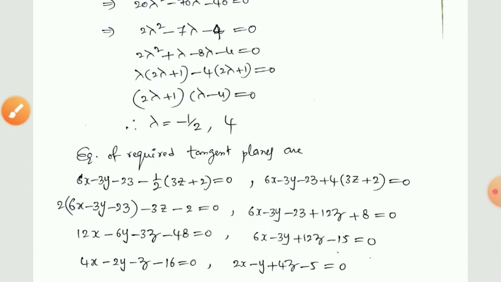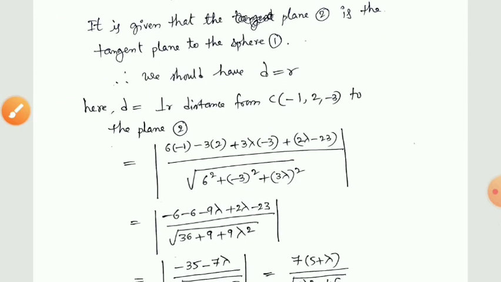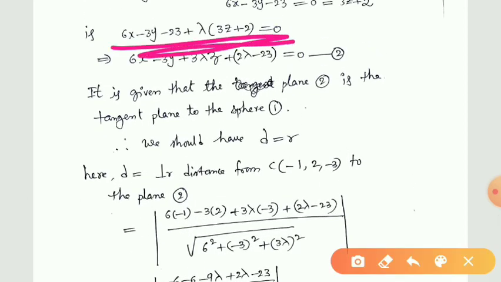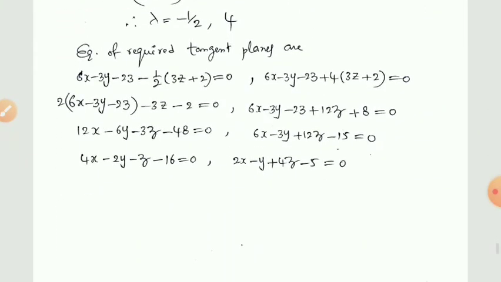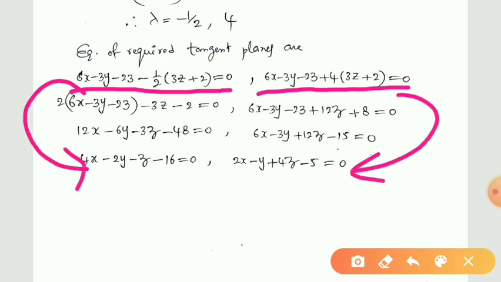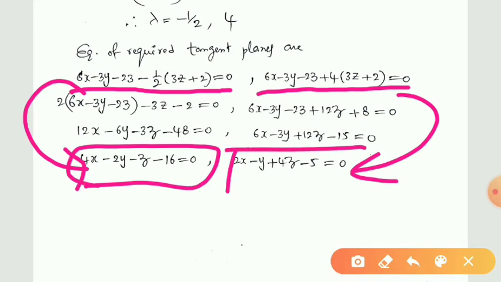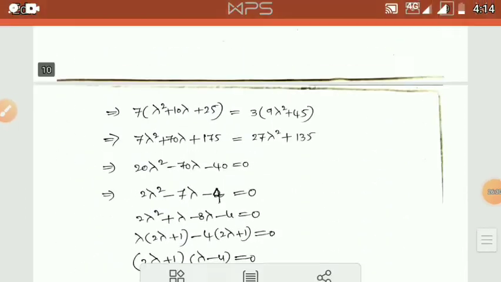By putting back these two values of lambda in the equation of the plane, we will get like this. If you take lambda equal to minus 1 by 2, you will get like this. If you take lambda equal to 4, you will get like this. On simplification of this, finally you will get this equation and this equation. This is one plane and this is another plane. Actually, what I said earlier, there are two planes satisfying the condition in the given problem. You can see it in the diagram also.